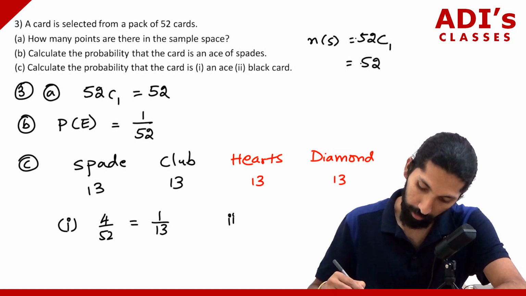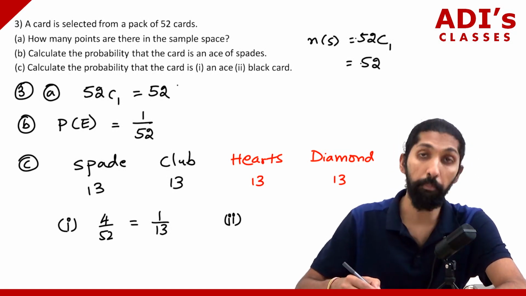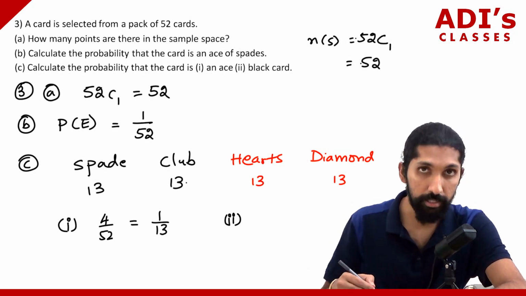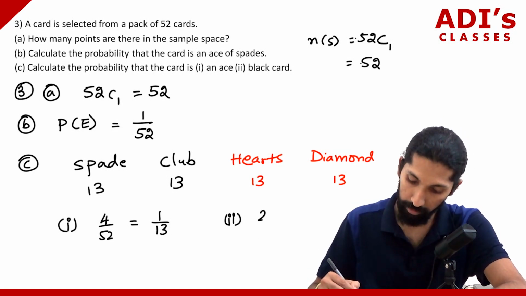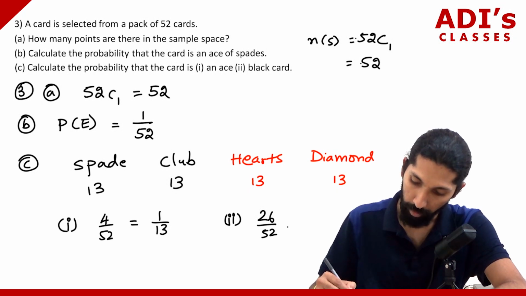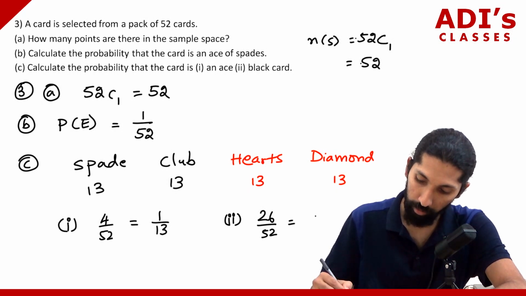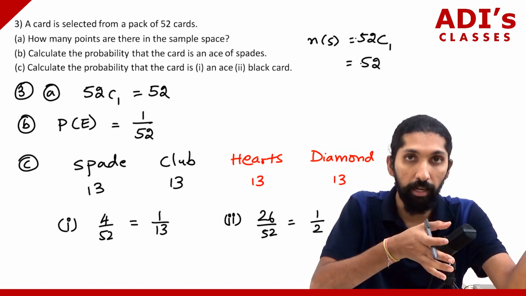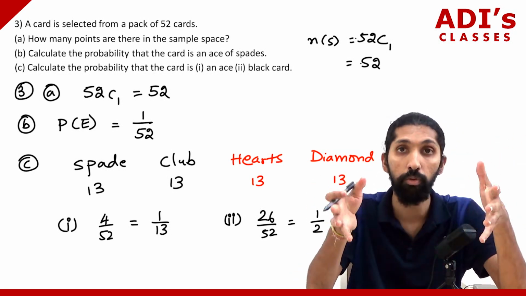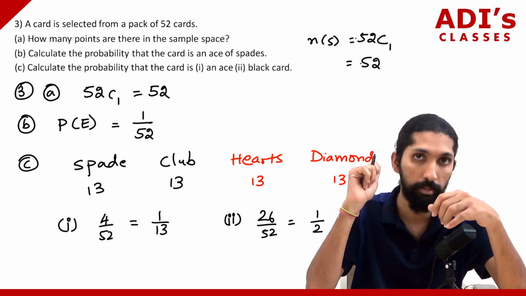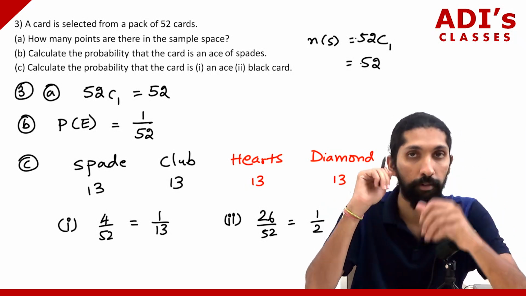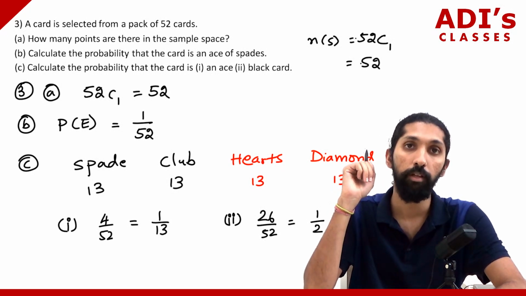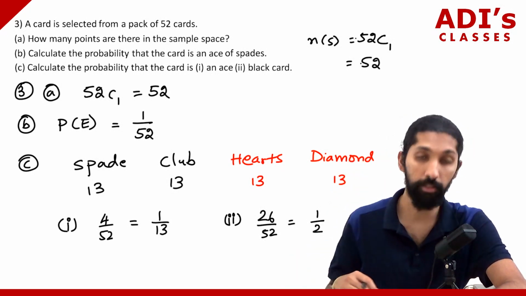And for the second one, probability of finding a black card. So total of 26. 26 out of 52, which is going to be 1 divided by 2, half, because 26 black, 26 red. So it's going to be 52 cards. So probability is going to be half. Fair enough? So this is the answer for the third question.